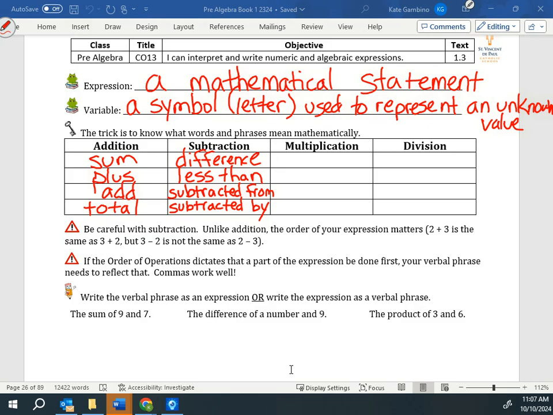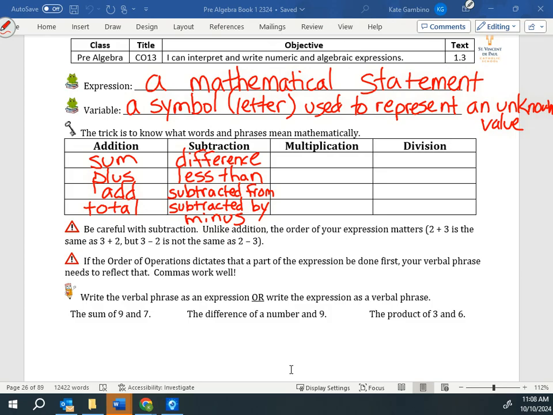5 subtracted from 3 means we start with 3 and we're taking 5 away. Subtracted by, 5 subtracted by 3, we have 5 minus 3. So we really have to pay attention and stop and think about which direction we're going. Eleanor? Isn't minus also one? Minus would also be one, yes. We just ran out of room with our boxes and I wanted to really talk about that.